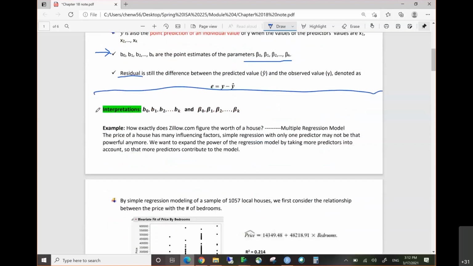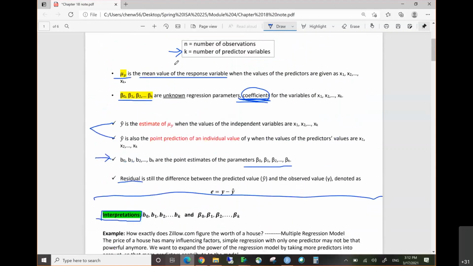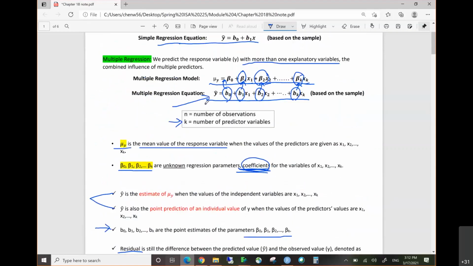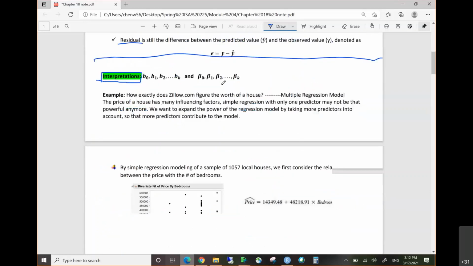The first topic we want to talk about is how you interpret these coefficients. Once you have this equation based on the sample, how can you interpret b0, and how can you interpret b1, b2, until bk? Would that be the same way as how we interpret them in simple regression? Let's look at this example first.